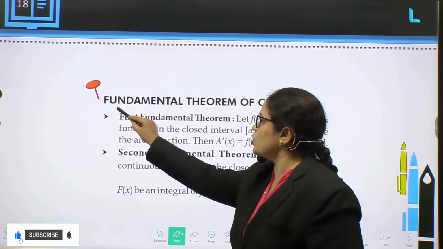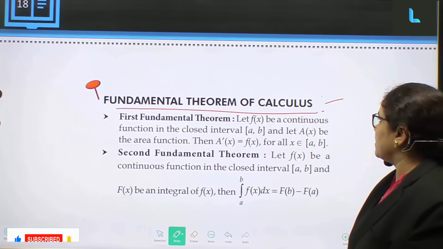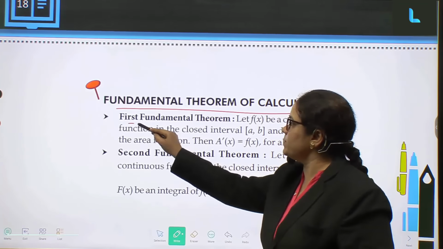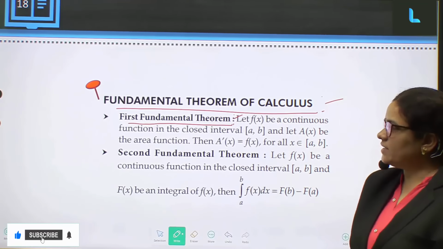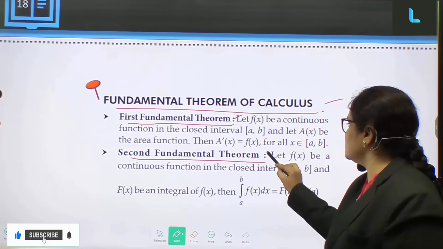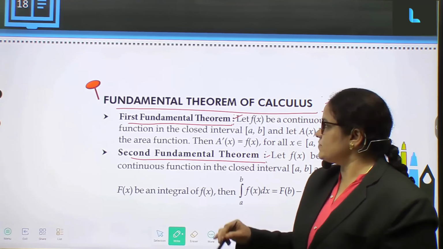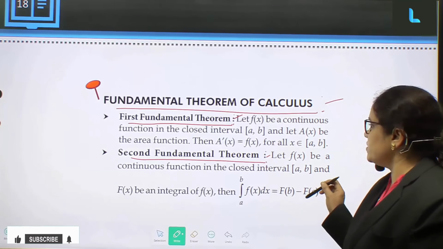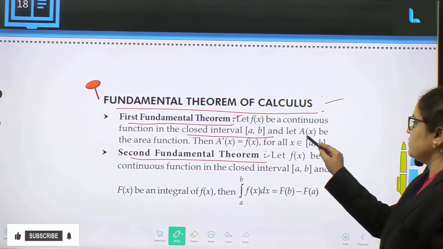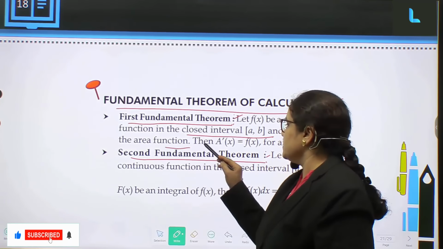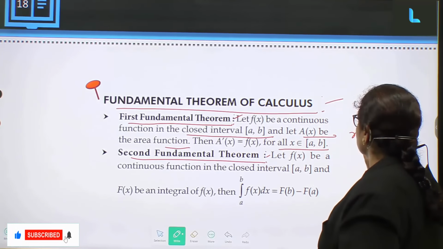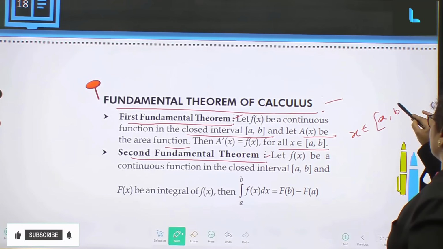Okay. Next topic is fundamental theorem of calculus. First fundamental theorem statement. Let's see what is the statement. You don't need proof. And next, second fundamental theorem statement, also just see and remember. What is the first fundamental theorem? Let f of x be a continuous function in the closed interval [a, b], and let capital A of x be an area function. Then A dash of x equal to f of x for all x belongs to closed interval a comma b.